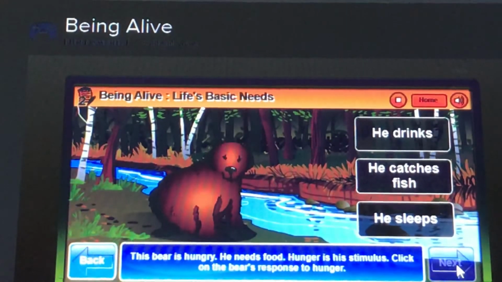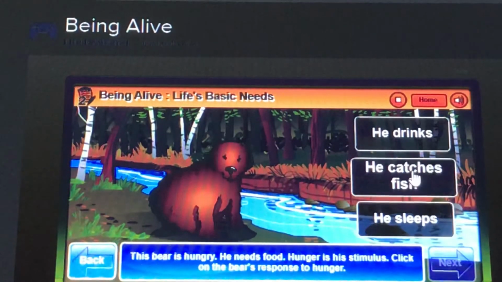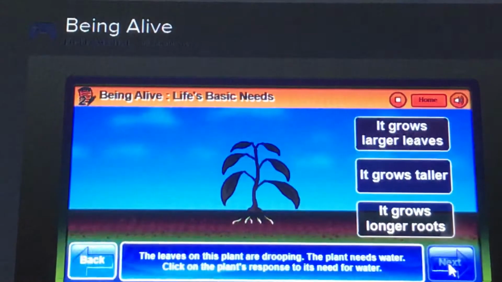Now we have a bear next to a river. The bear is hungry. He needs food. Hunger is the stimulus. Click on the bear's response to hunger. Would he drink? Would he catch fish? Or would he sleep? If you said that, you're right. Oh, look, you got one. The bear responds to hunger by finding something to eat.